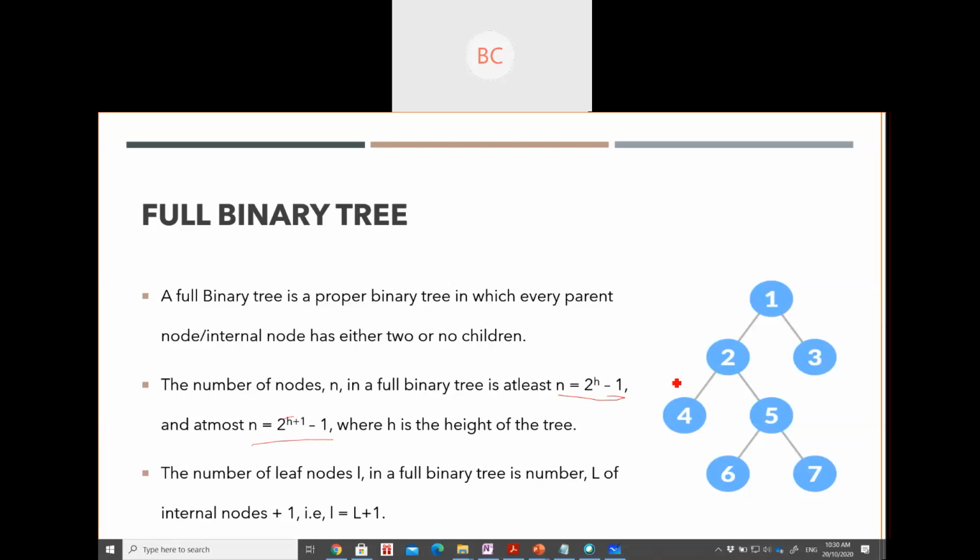No, I'm asking leaf nodes. Leaf node means what are the leaves? Are you saying number 6 is the leaf node or you are saying total number is 6? The question is how many leaf nodes are there in this tree? You can just see the tree. Yes, total number of leaves. How many?